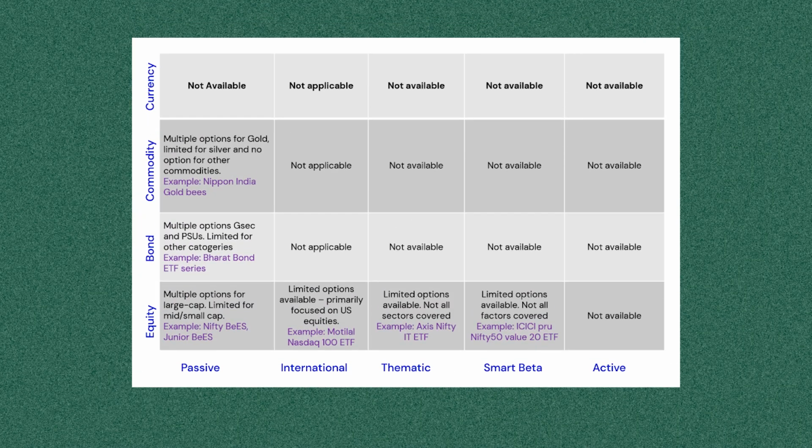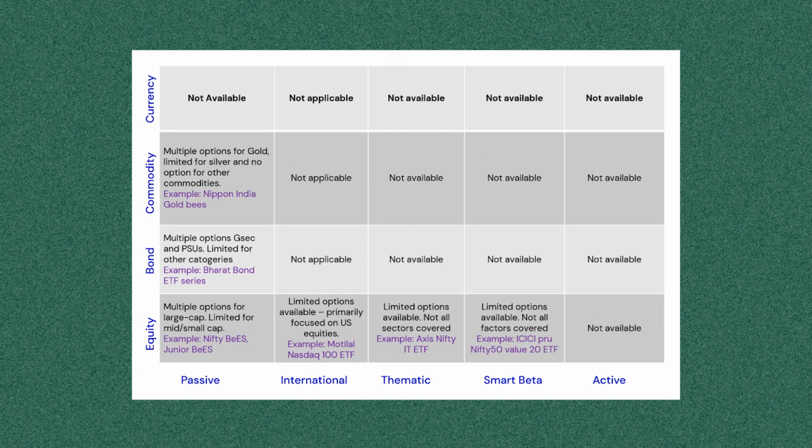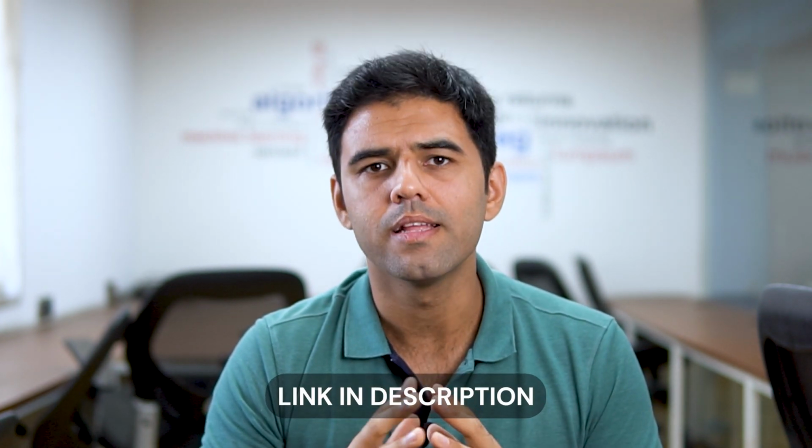Now, we have looked at various types of ETFs by style and asset class. The obvious question is, what type of ETFs are available for investment in India? We have tried to map the ETF availability in India through this grid. You can also check out this grid in our blog. We have provided the link in the description box.